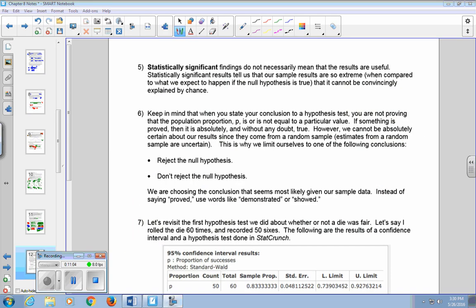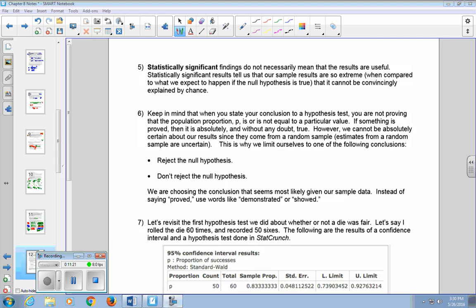Okay, so number 5, statistically significant findings do not necessarily mean that the results are useful. Statistically significant results tell us that our sample results are so extreme when compared to what we expect to happen if the null hypothesis is true, that it cannot be convincingly explained by chance.